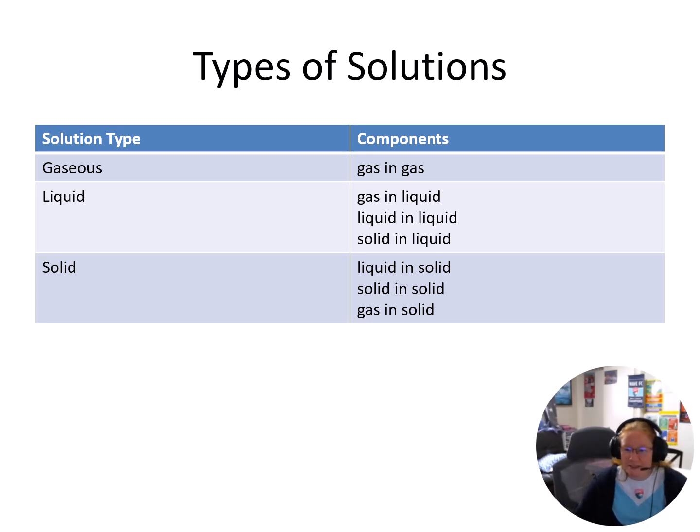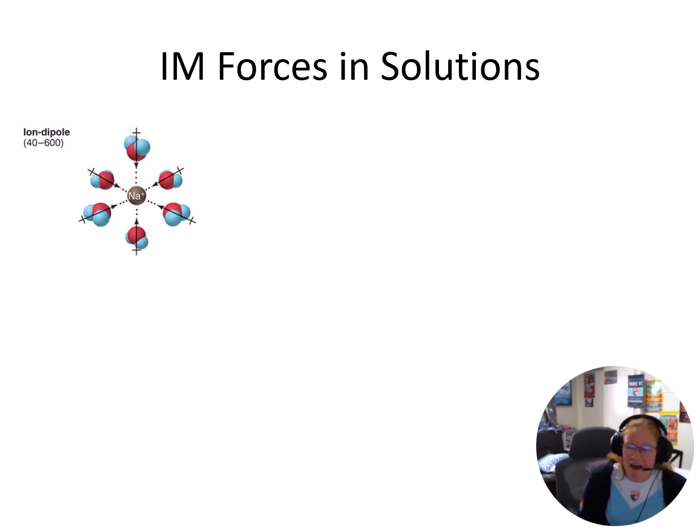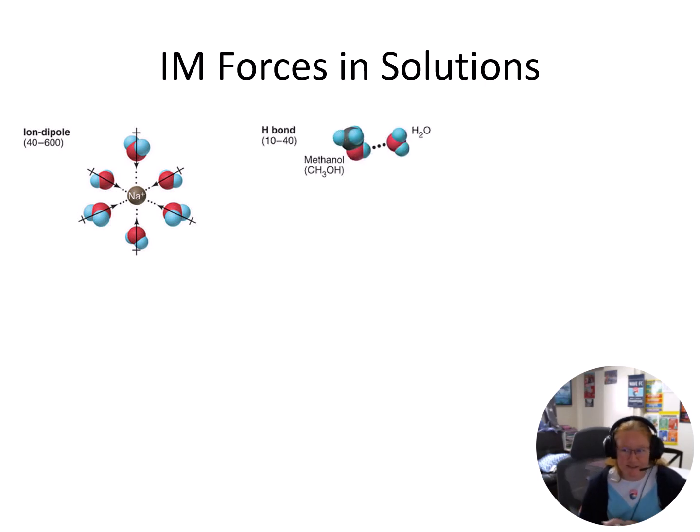Okay, now when we talk about dissolving and we talk about how solutions go together, we have to go back to considering intermolecular forces. So when we look at solutions, there's a whole bunch of different things that can be going on. All right, I can get an ion dipole, so something like sodium chloride dissolved in water. My water molecules have a permanent dipole moment to them because they are polar, and my sodium chloride splits up into ions, so we get that ion dipole.